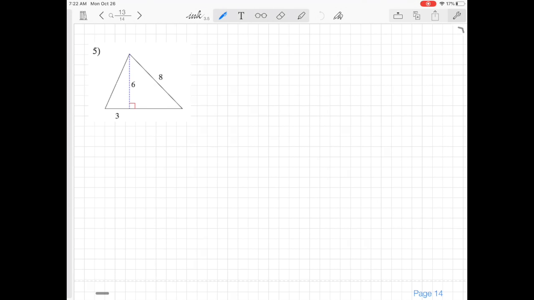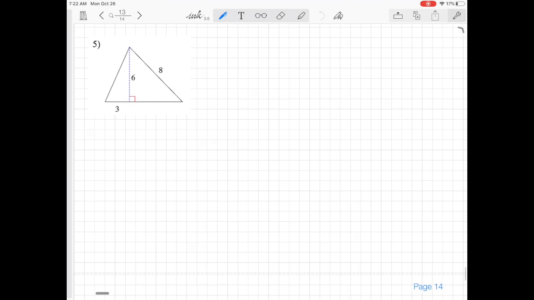So we've got this problem. This is problem number 5, and it's asking us to find the area. In order to do that, I'm going to need the base. That's going to be from here to here times the height divided by 2. So I'm going to say the area of the triangle is base times height divided by 2.